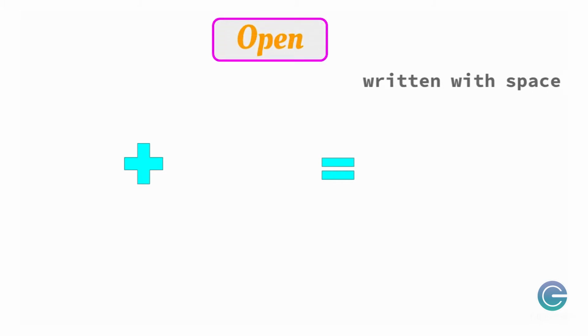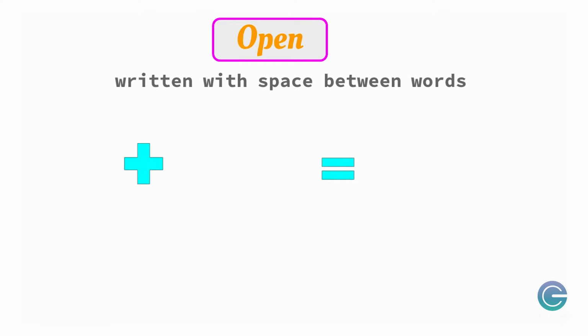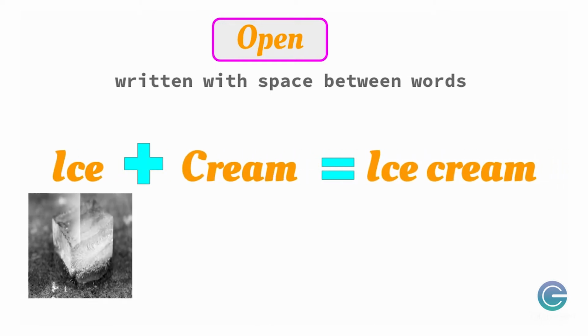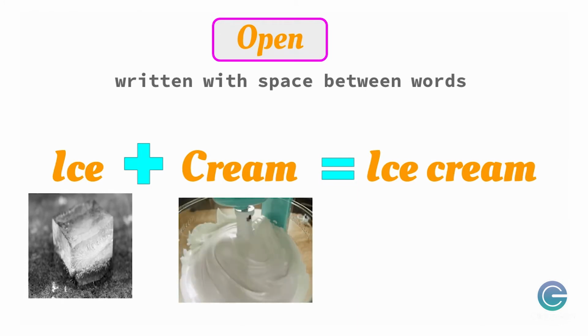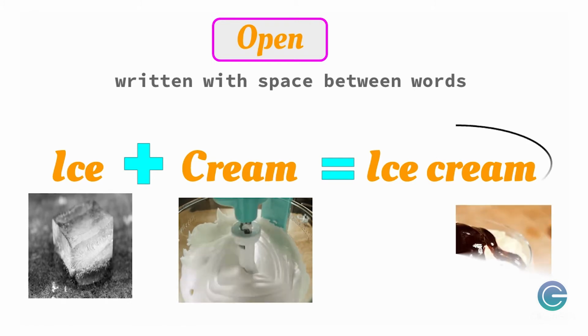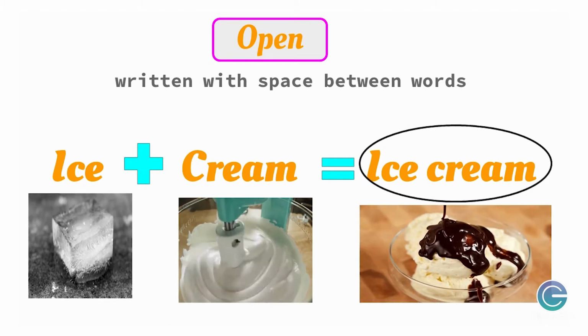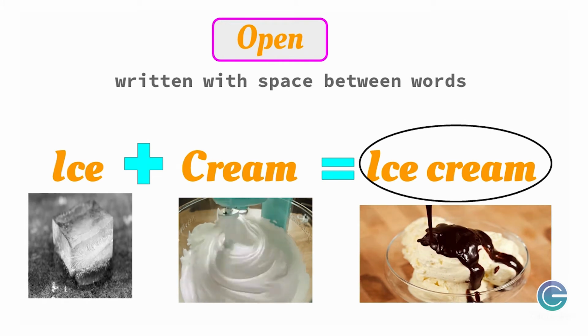Next, open compound words. Open compound words are written with space between words. Example, the word ice, which means solid state of water, plus the word cream, which means the yellowish part of milk containing butterfat. It creates the new word ice cream, which means a sweet flavored frozen food or dessert.